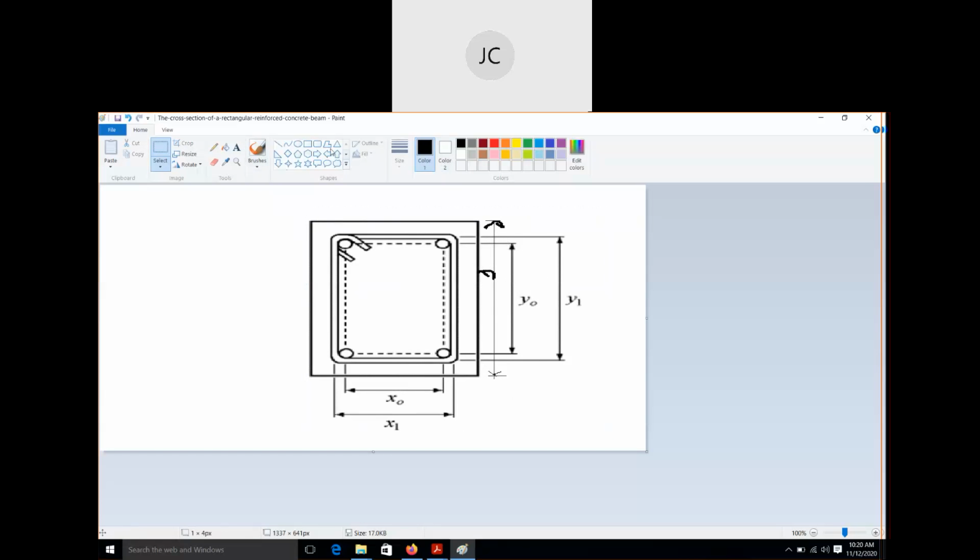From this level to this level, this is our total depth. This is our capital D. Okay, total depth of the beam. Now our effective depth will be from this to this line. Can you see? Our effective depth will be from the topmost layer of the beam to the center of this reinforcement. Okay?